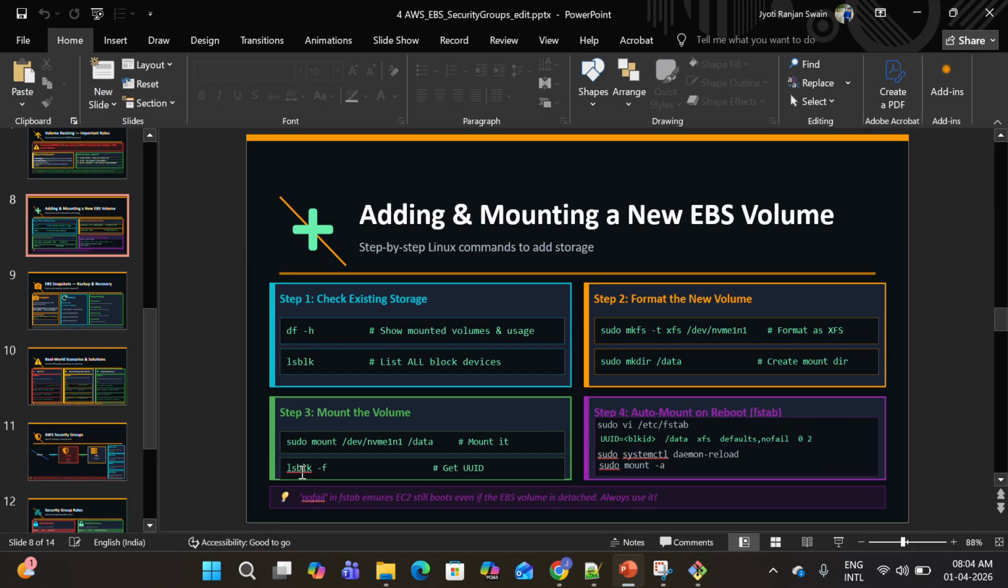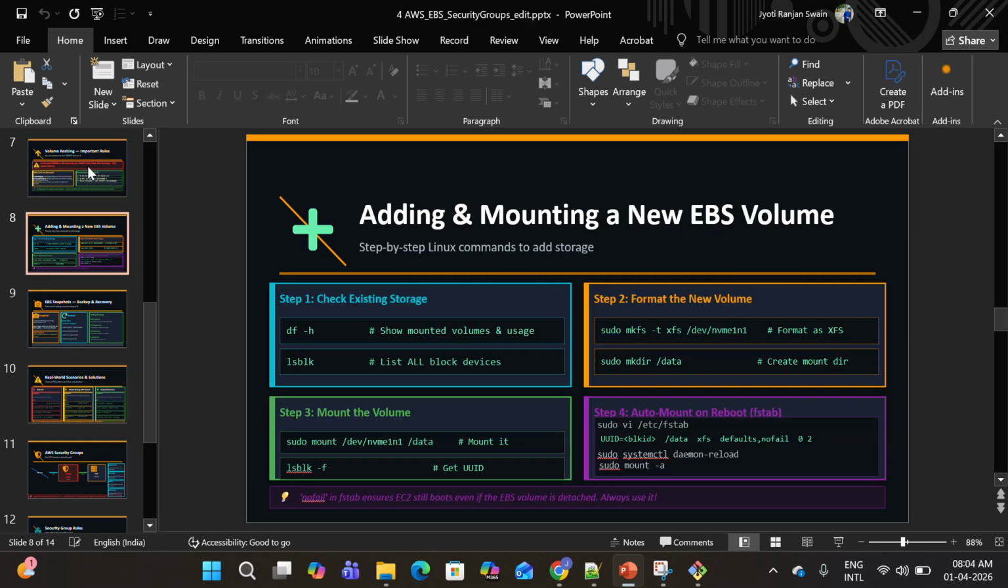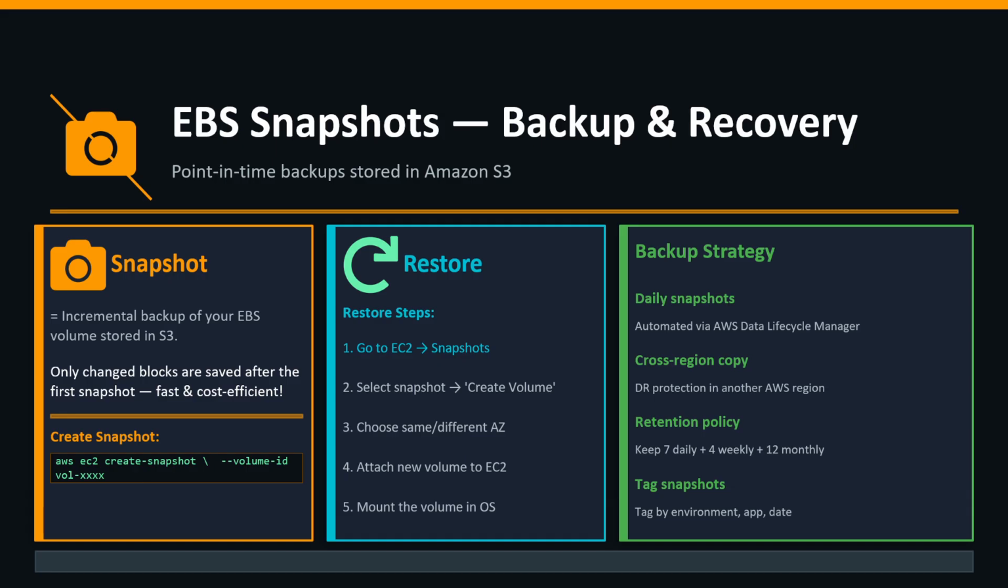So first we have volume resize, then add and mount, then EBS snapshot. Let's see the EBS snapshot and backup. So what does snapshot mean? An incremental backup of our EBS volume stored in S3.